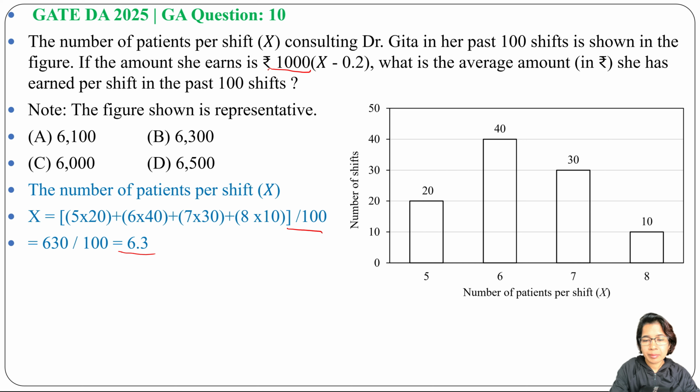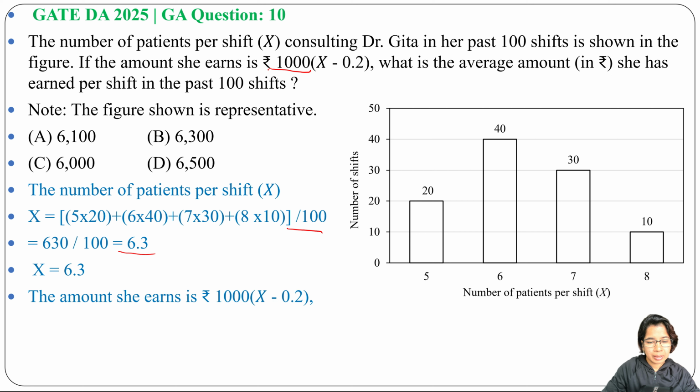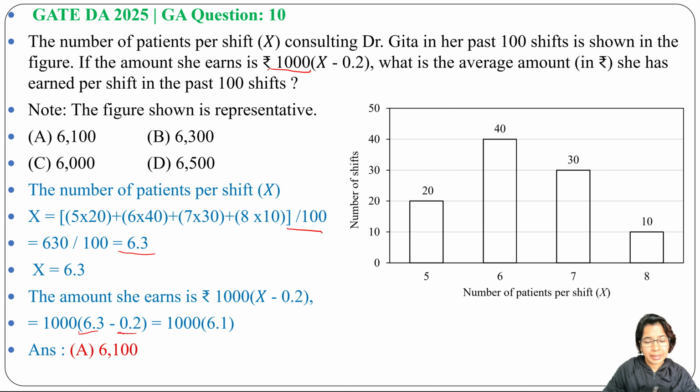Now how much amount does she earn? So 1000 multiplied by x minus 0.2. So 1000 multiplied by x, in place of x we will write 6.3. 6.3 minus 0.2, that is 6.1. So 1000 multiplied by 6.1, it's 6100. So the average amount she earned per shift is option A, 6100. If you can analyze this figure perfectly, you can easily solve this question.